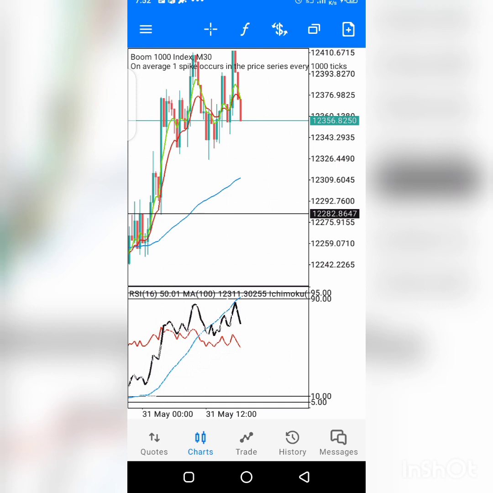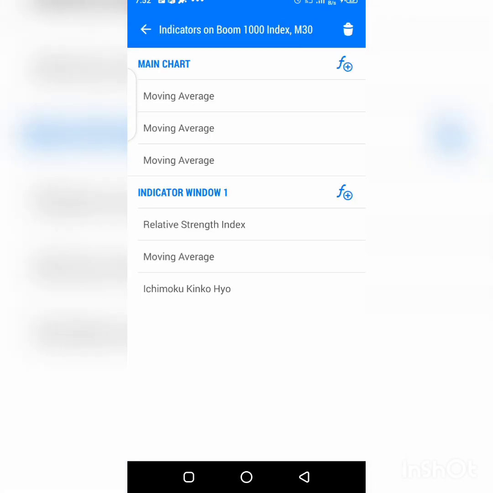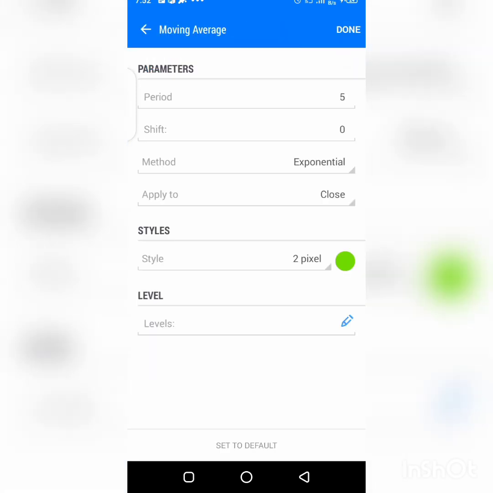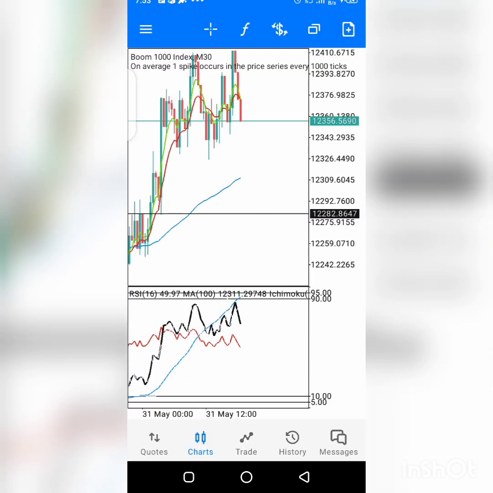Go back again and add MA 5. The period is 5. Shift is 0. Method is exponential. Apply to close, two pixel, and you choose any color. Okay, so that's for the main chart. You can see the indicators we have here on the main chart.